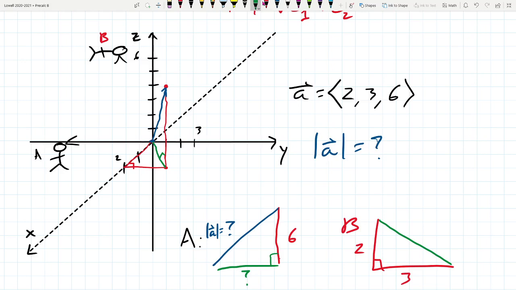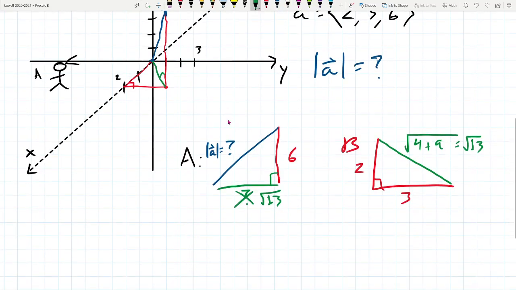This side length right here will be the square root of 2 squared, which is 4, and 3 squared, which is 9. So the square root of 13. That means now we know what this side length is. The square root of 13. And now we can find the magnitude of vector A, because we know how you could get to A by following this, using what we already know about the first 2 components.